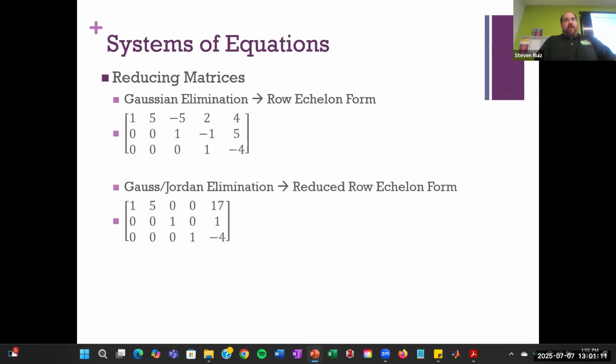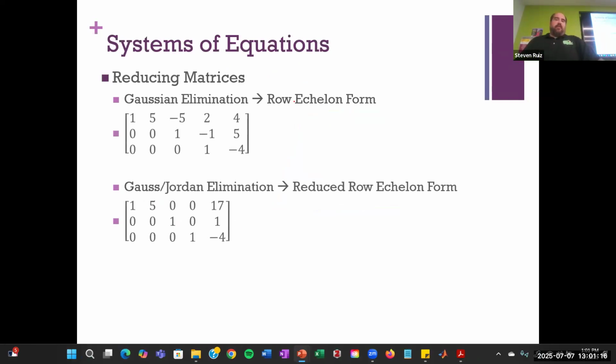So here are the two big ways we talked about reducing matrices: row echelon form, and then reduced row echelon form. Similar names, but there's one very key difference between them. What is the difference between these two things? These both came from the same matrix. But what's the major difference? Go ahead.